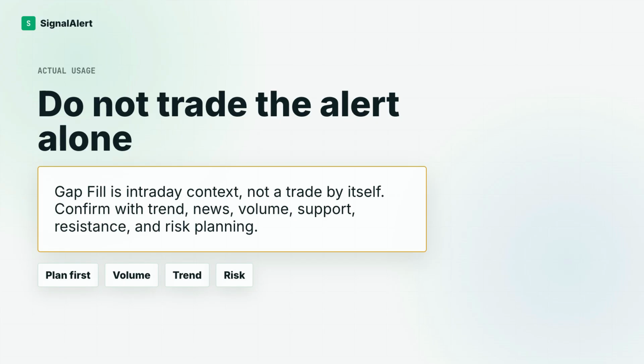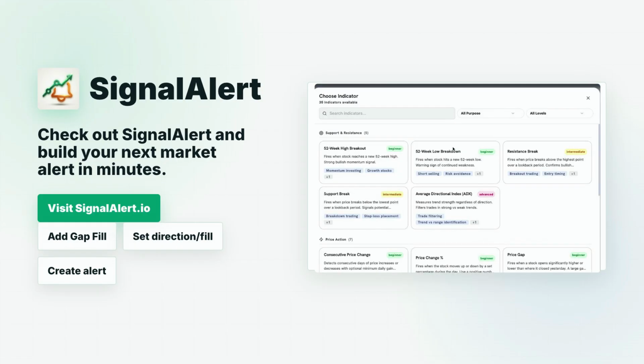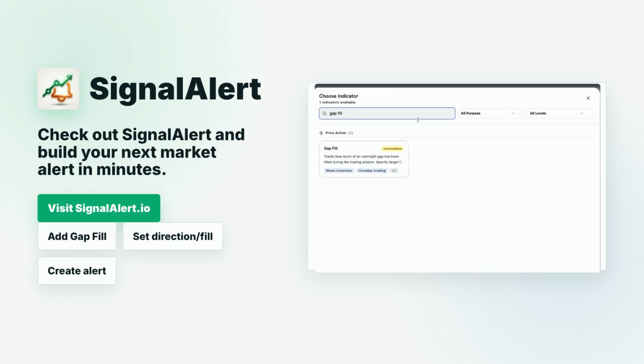In Signal Alert, add gap fill, choose gap direction, set the fill percent, and create the alert. The goal is simple. Let Signal Alert tell you when the opening gap is being retraced so you can review the chart with a calmer plan.